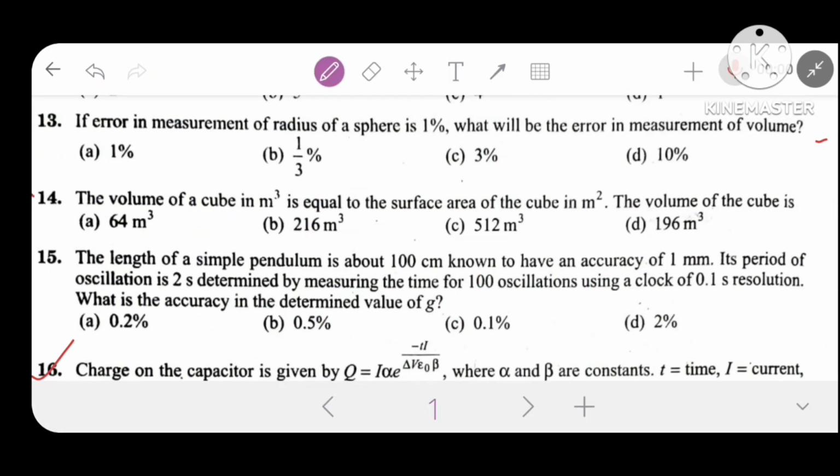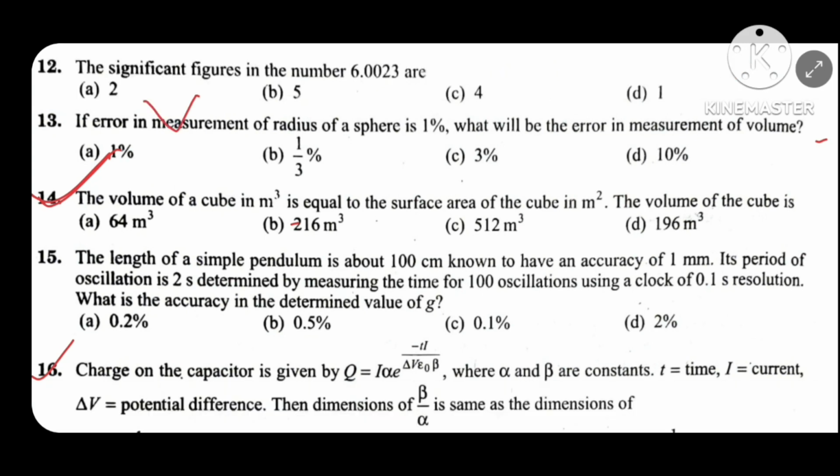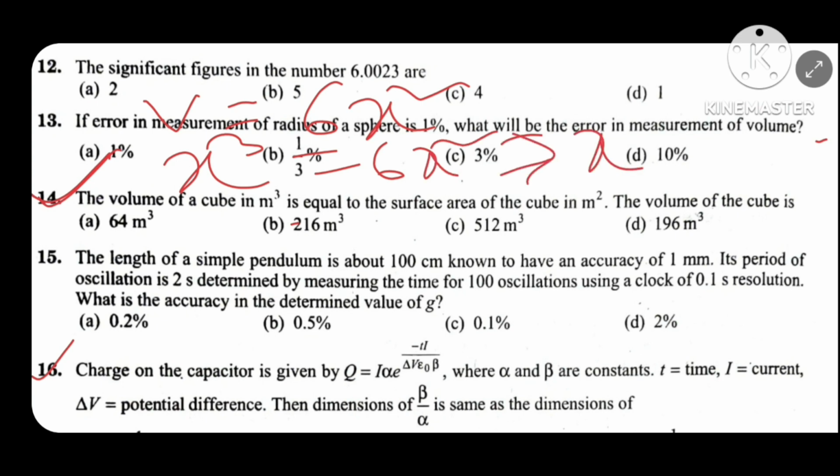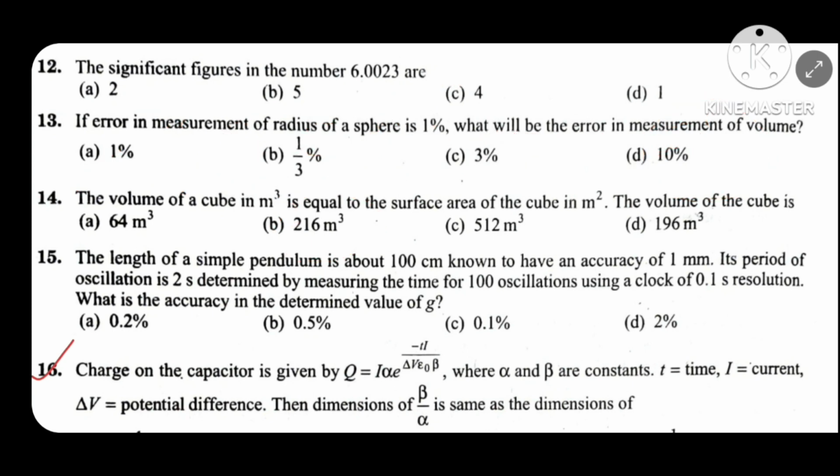Now next. Question number 14. The volume of a cube in meter cube is equal to its surface area. Look at this. So surface area equals 6x square. Now volume x cube equals 6x square. So from here x equals 6. So what will be its volume? 6 cube, that is 216. Okay. Now next. Now look at this, question number 15.